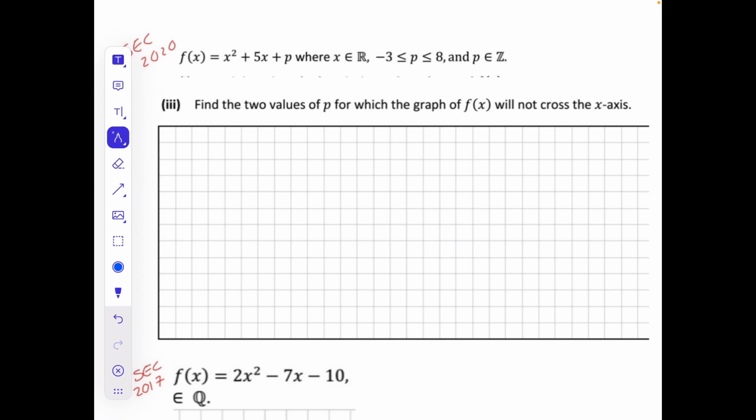Okay, again, these are all very similar. So here they tell us that f of x is equal to x squared plus 5x plus p, and p is some integer, so it's a whole number, between -3 and 8. So find the two values for p. So I'm looking for two answers for which the graph of f of x will not cross the x-axis. Okay, so it's going to look like a quadratic that looks like that. Okay, doesn't cross the x-axis. That tells us that b squared minus 4ac is less than 0.